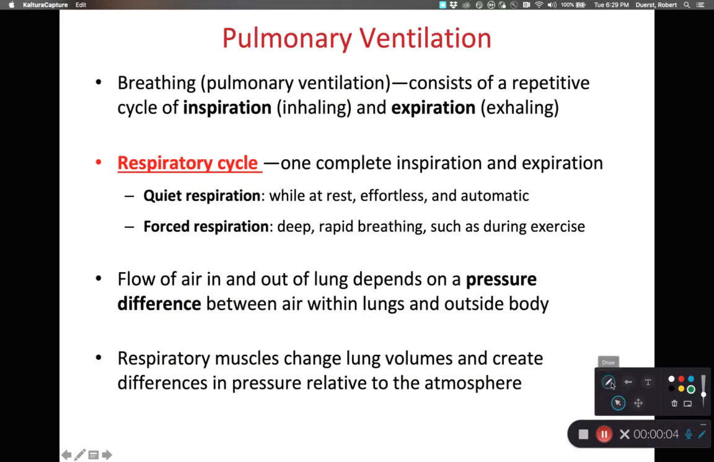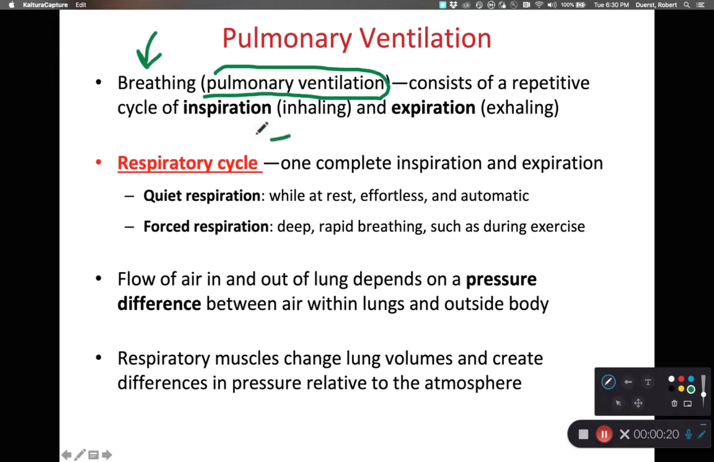Hi class, in this recording we're going to talk about ventilation, moving air in and out of our lungs, our respiratory tract. So as we look at pulmonary ventilation, this is a technical way of just saying breathing. In a word, it's breathing. That's what we're going to talk about.